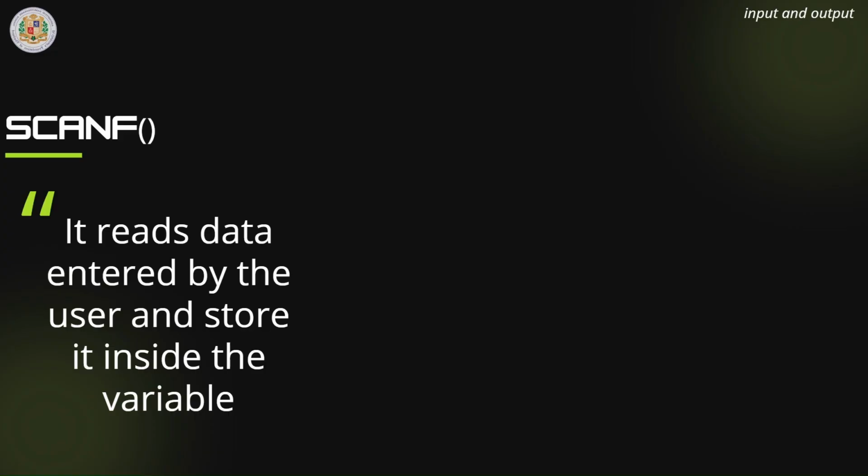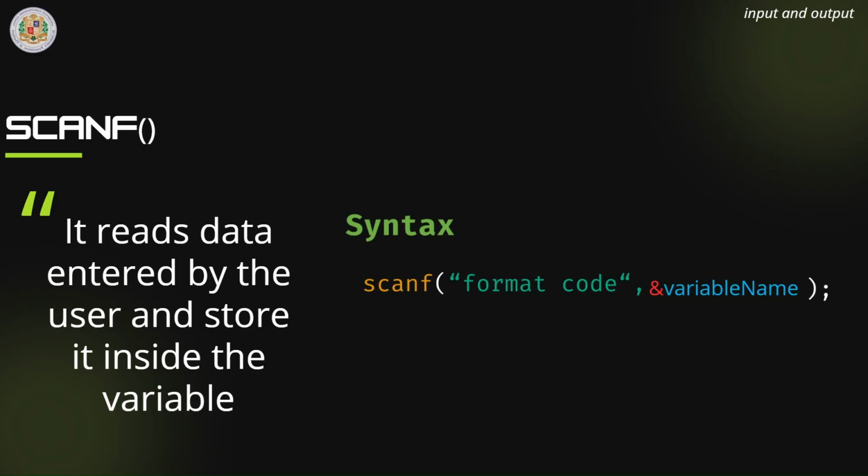Now, let's see how scanf works in an actual C program. But before we start coding, let's first understand the syntax of the scanf function. The general syntax of scanf is: the word scanf is the input function used to receive data from the user. Inside the parentheses, we write the format code enclosed in double quotation marks. The format code tells the program what type of data the user will enter.